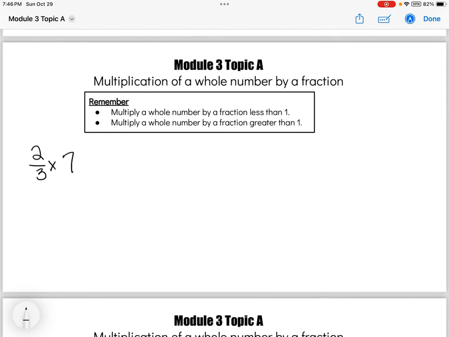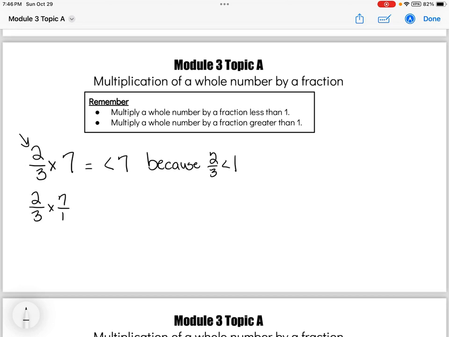Students are told, anytime you see that whole number of 7, go ahead and write it as a fraction over 1. Now, before we even solve, we know that this product is going to be less than 7 because 2/3 is less than a whole. It is extremely important that students know that. They're going to see that a lot.